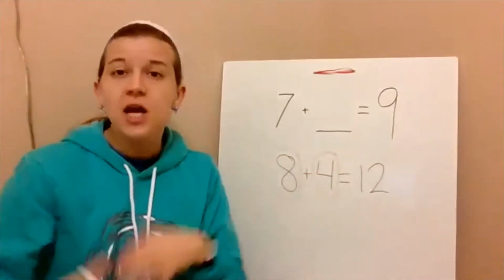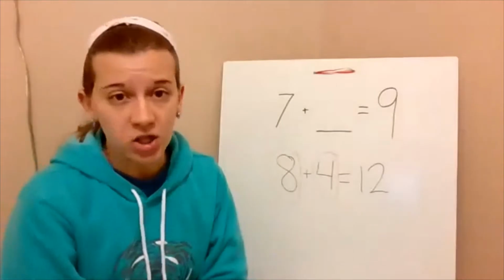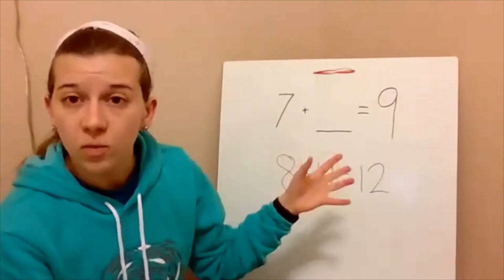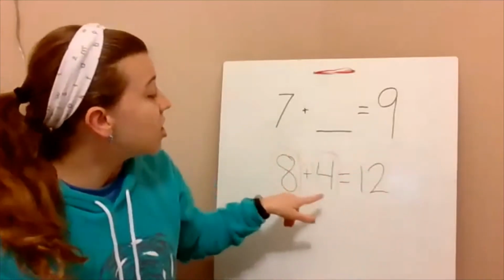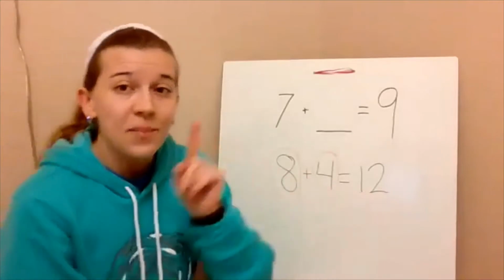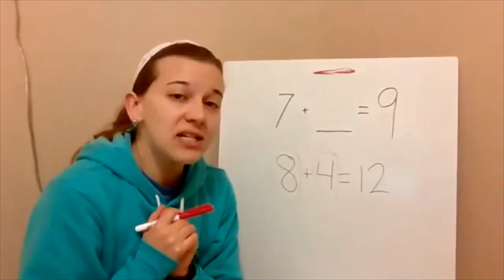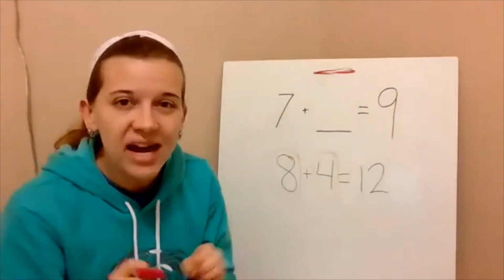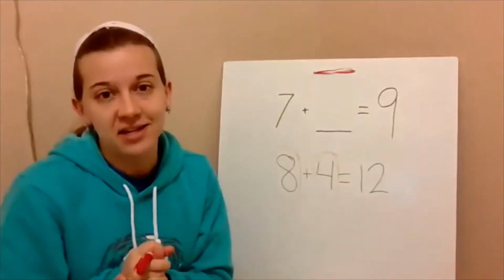Now, oftentimes, when we've been doing addition and subtraction, we know what the two addends are, or what the two numbers are that one is being subtracted. We know what those numbers are. Usually, we don't know what this number is. But today, we're going to be missing an addend, and we're going to have to figure out what that addend is.